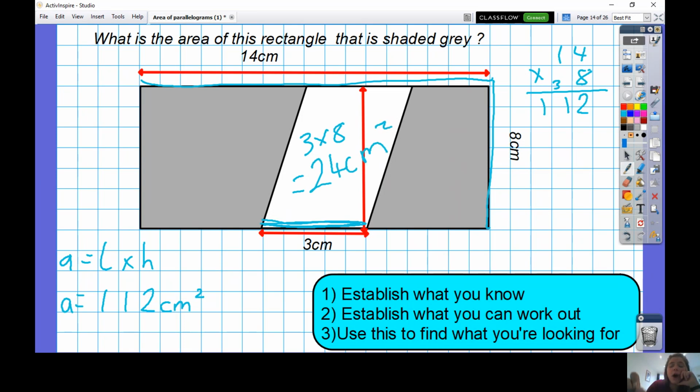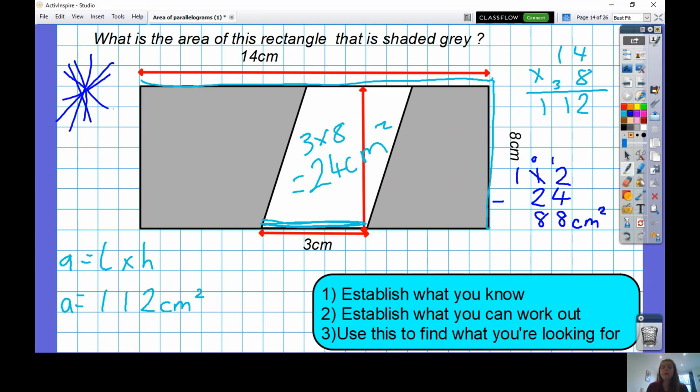Now that I know the area of the whole rectangle is 112 and the area of this shape is 24, how will I find the area of just the grey bit? What do I need to do next? What's my final step? Well done if you're saying I should subtract. I'm going to do 112 take away 24. 2 take away 4 is not possible. I'll regroup. 12 take away 4 is 8, and now I'm doing 10 take away 2, which is 8. 88 centimetres squared.